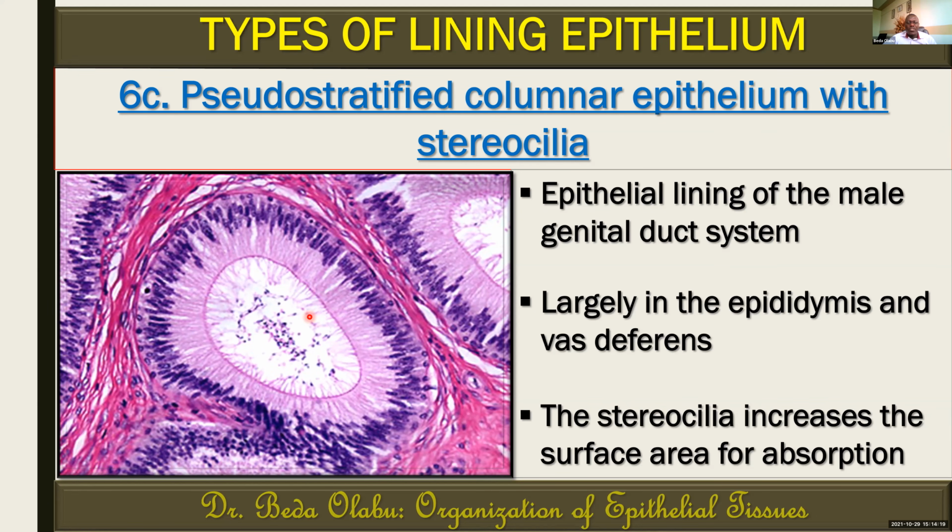Once they have reached the site of storage, that fluid is absorbed back. Otherwise, it will swell a lot. So the role of stereocilia is to absorb the fluid that has been produced by the Sertoli cells that push the sperms to the epididymis and vas.